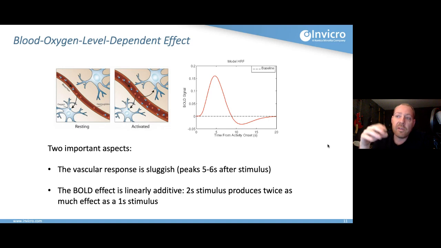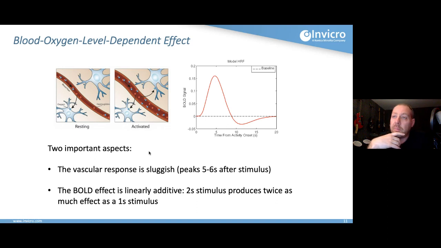But it takes some time for the blood flow system in that area to kind of catch up, for the blood vessels to dilate, for more oxygen and blood to get there. And that time is what we call the BOLD effect, or the hemodynamic response function, and it takes about 5 or 6 seconds for that blood flow to peak, and then with a brief stimulus it'll peak and then it'll go down again, and then you get this undershoot by about 10 or 15 seconds, and then it'll go back to baseline by about 15 or 20 seconds.